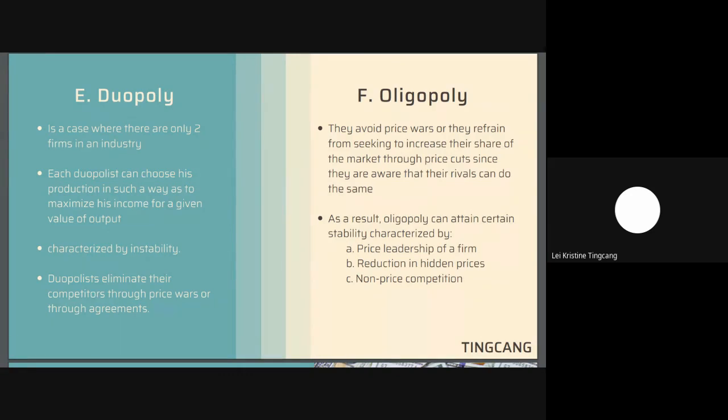The next are pricing policies under an oligopoly. An oligopoly is a market structure with a small number of firms, none of which can keep the others from having significant influence. They avoid price wars or they refrain from seeking to increase their share of the market through price cuts, since they are aware that their rivals can do the same. As a result, this market structure can attain a certain stability through price leadership of a firm, reduction in hidden prices, and non-price competition. Next slide, please.